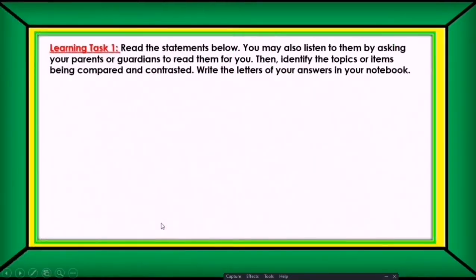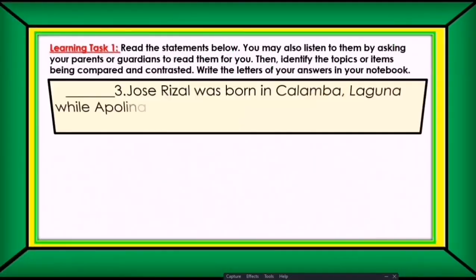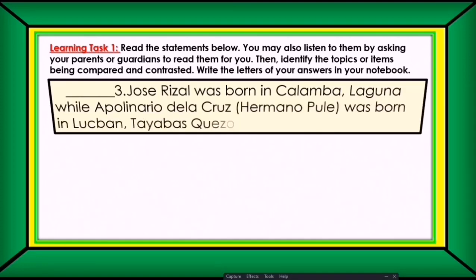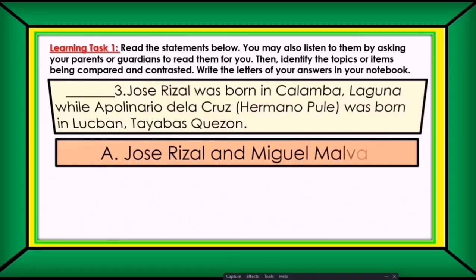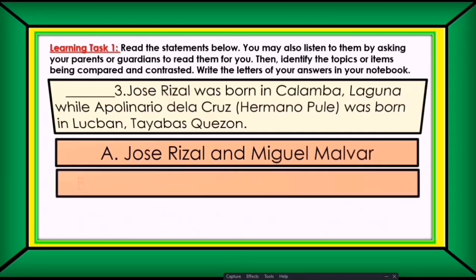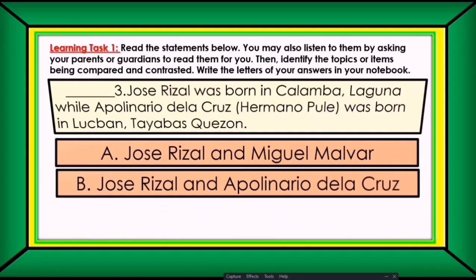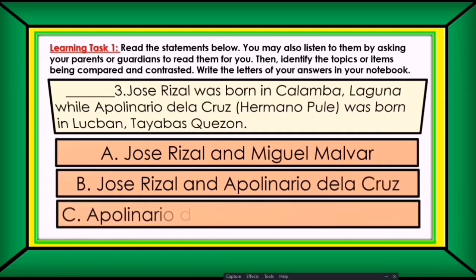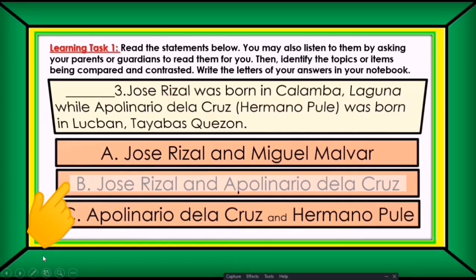Next, number 3. Jose Rizal was born in Calamba, Laguna, while Apolinario de la Cruz, or we call this one as Hermano Pule, was born in Lucban, Tayabas, Quezon. So we are comparing the two heroes with their different places. For letter A, Jose Rizal and Miguel Malvar. B. Jose Rizal and Apolinario de la Cruz. C. Apolinario de la Cruz and Hermano Pule. The correct answer here is letter B. Jose Rizal and Apolinario de la Cruz.